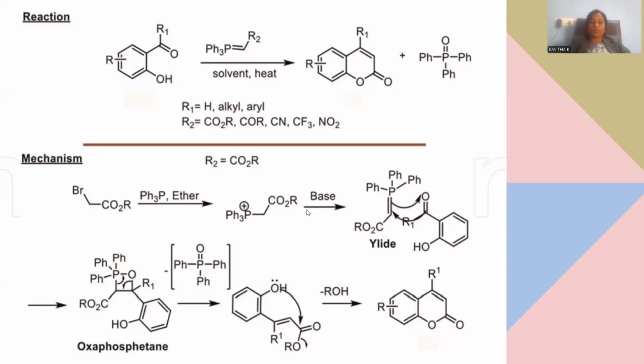Whenever base catalyst is operated, a kind of double bond formation is possible. The base is able to remove the hydrogen from the adjacent carbon atom, it being an active methylene, so that H positive is removed, and there will be the origination of the olefin double bond, which is called a ylide. This is called a ylide. This phosphonium ylide is taken as the key reagent that operates upon the salicylaldehyde.